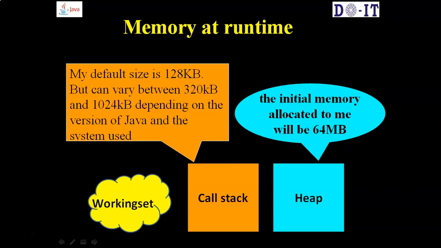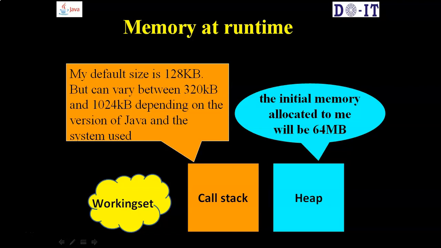In this diagram here, I have used 3 different memory locations. One is a working set. This is where information about your class, your application, the user who is trying to access it, security privileges, and the data type of each and every class or interface will be loaded.